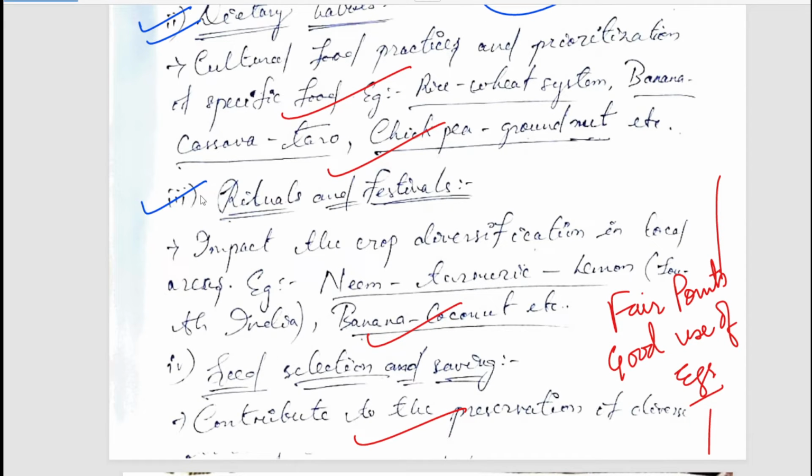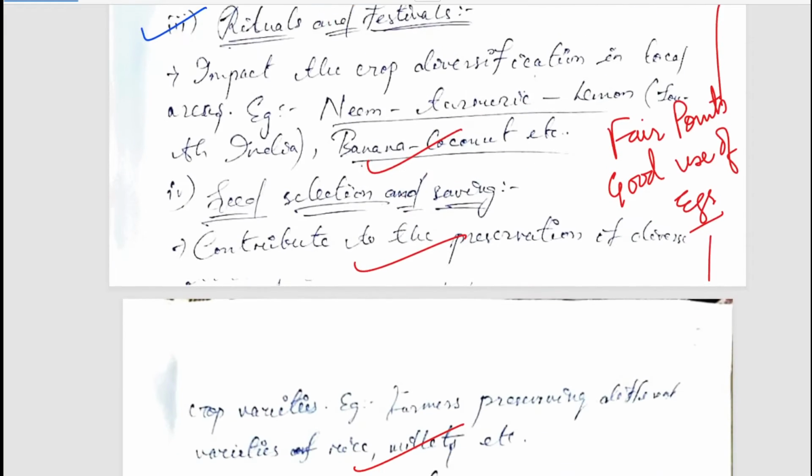Rituals and festivals. Obviously, in various religions there are various rituals with certain crops. So that also influences the production trends, because you will see that a certain community does not eat certain crops, so obviously they will not grow them. So that is another reason.